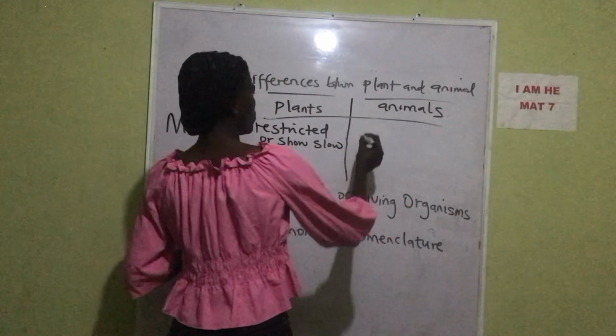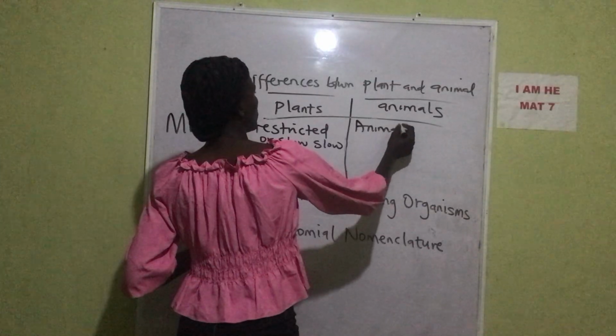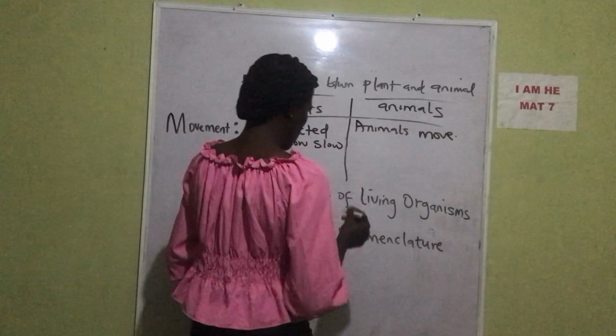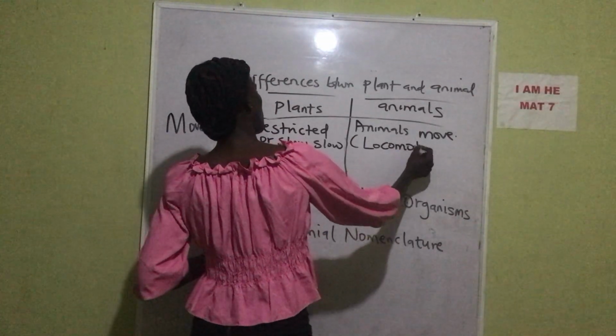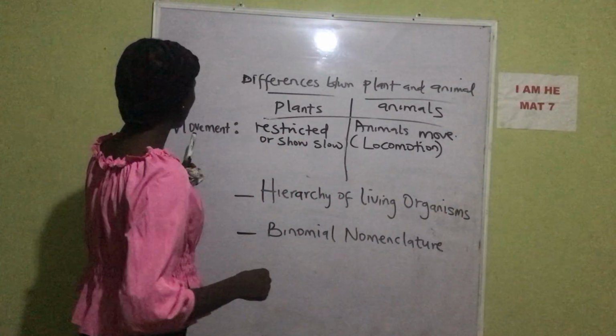Animals move. So that's locomotion. They move from one place to the other. Okay, so that's for movement.